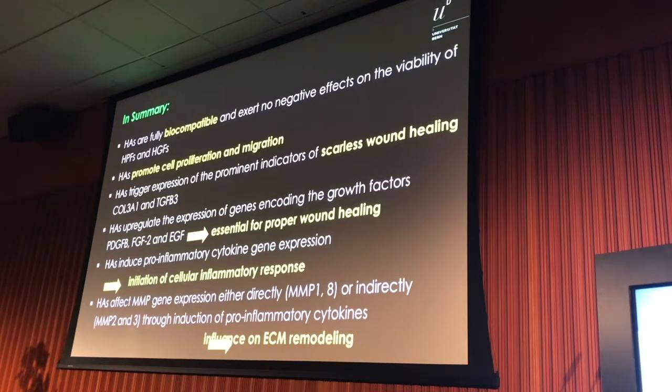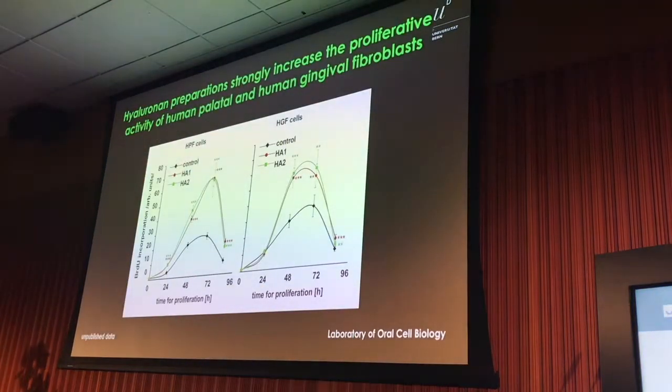So in summary, what we can say about the biology of this material is that it is fully biocompatible. It did not exert any negative effect on the viability of cells, neither on gingival fibroblasts nor on palatal fibroblasts. It promoted cell proliferation, it promoted cell migration, and of course it had an effect on so-called scarless wound healing. That means that we may have a faster wound healing with less scar tissue, and it appears to be important for proper wound healing. It also played a role in the initiation of the cellular inflammatory response. And if we look again at the two formulations, you see the different cell types, and we compare them to the control, you see the time of proliferation. So we have a faster proliferation rate of those cells.